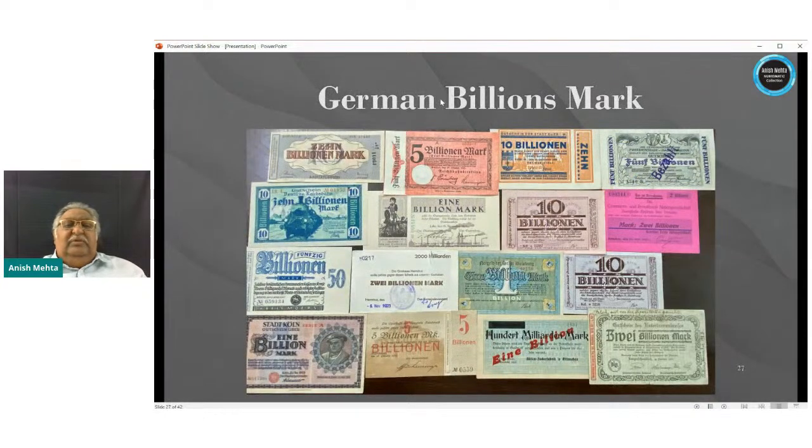These are some of the German billion mark notes. Of course, they were introduced a little late, but these are a more exclusive range of the banknotes, which a collector would be more than interested to have in their collection.